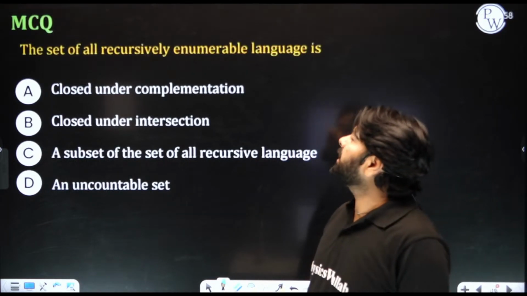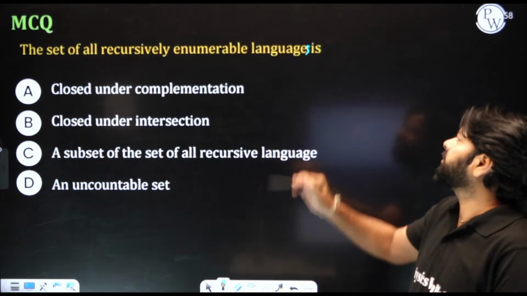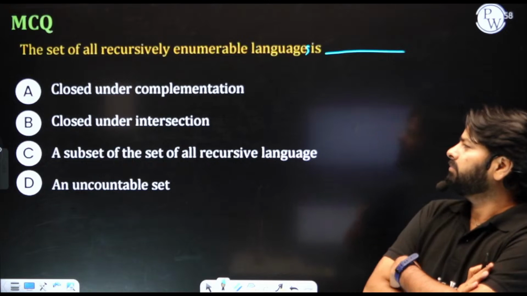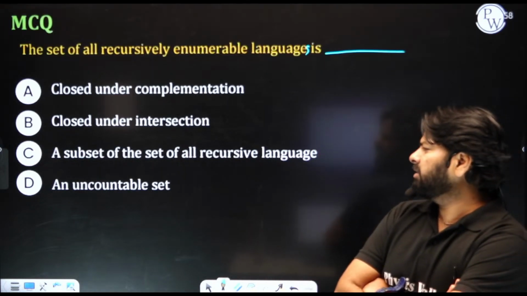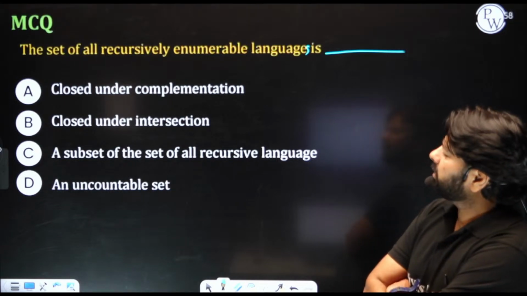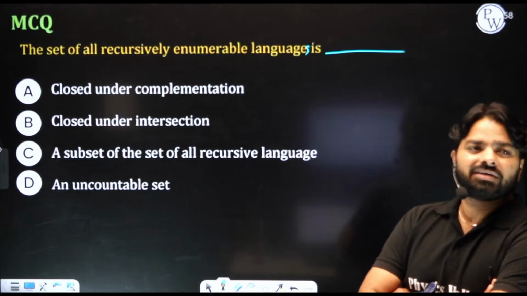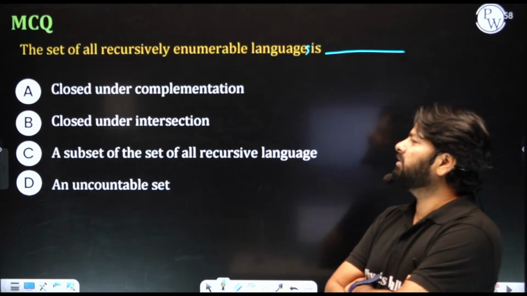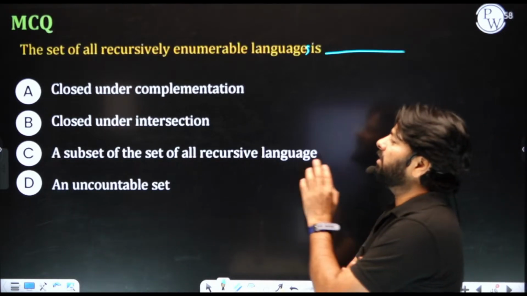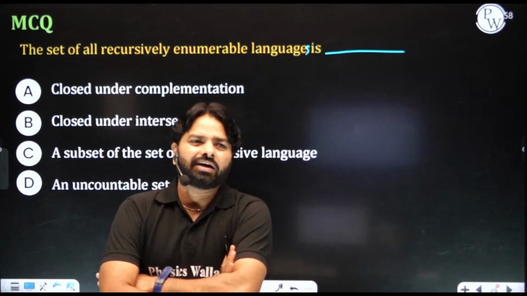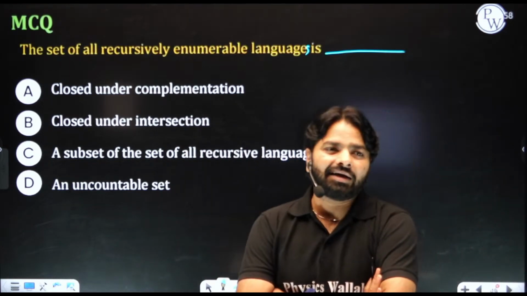The set of all recursively enumerable languages is dash. Closed under complement, intersection. What? Is it a subset of the set of all recursive languages? Is it an uncountable set? What is the right statement? Very easy. If you know the first two options, that would be enough. It is already MCQ, right? Even though you don't understand the last two, the first two you already have an answer.